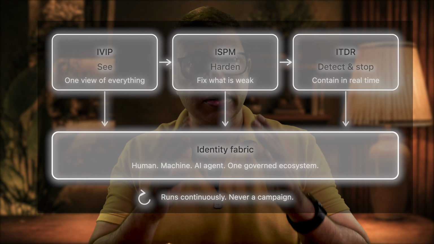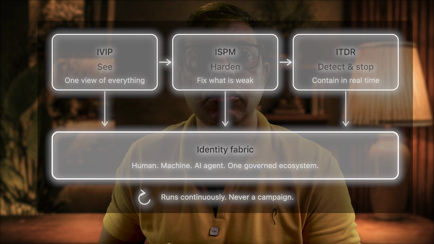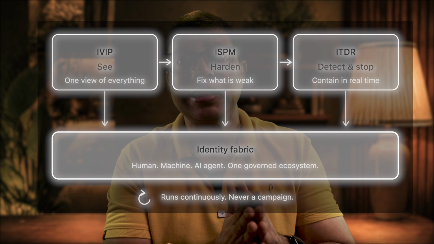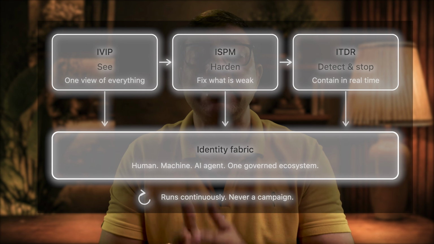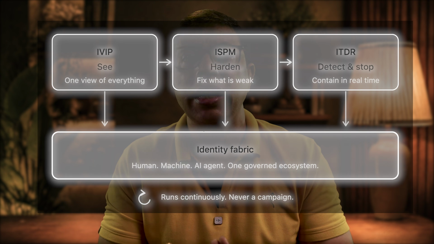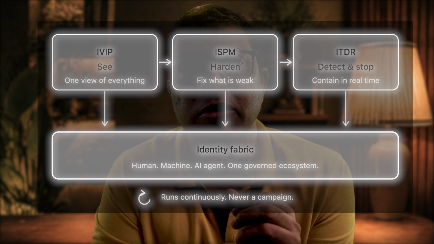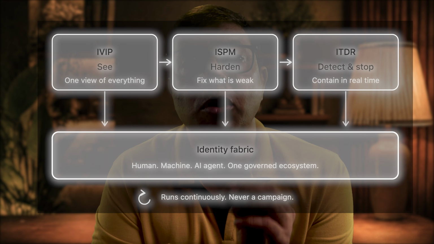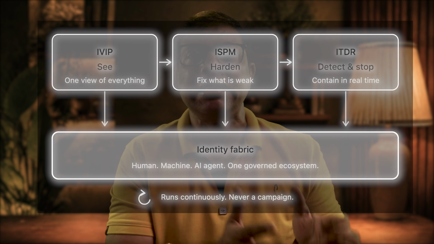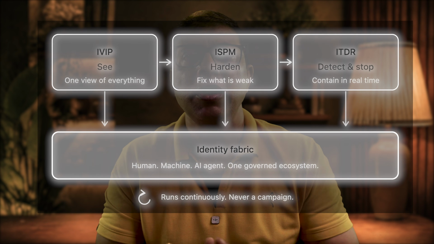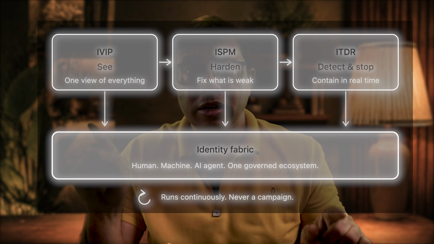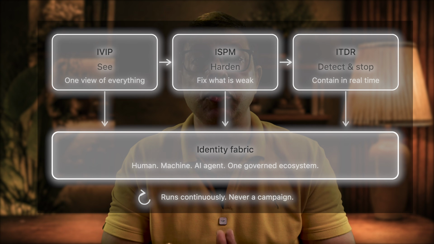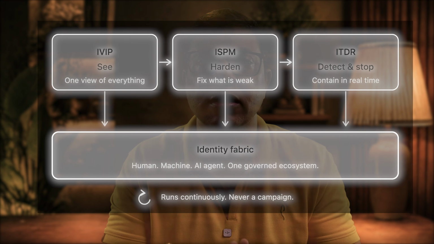IVIP discovers a service account nobody knew existed. ISPM notices it has admin rights it has never used and no owner. ITDR watches it in real time and stops it in the moment it behaves abnormally. So see, harden, detect and stop. One continuous loop running all the time across every identity you have, human and non-human.